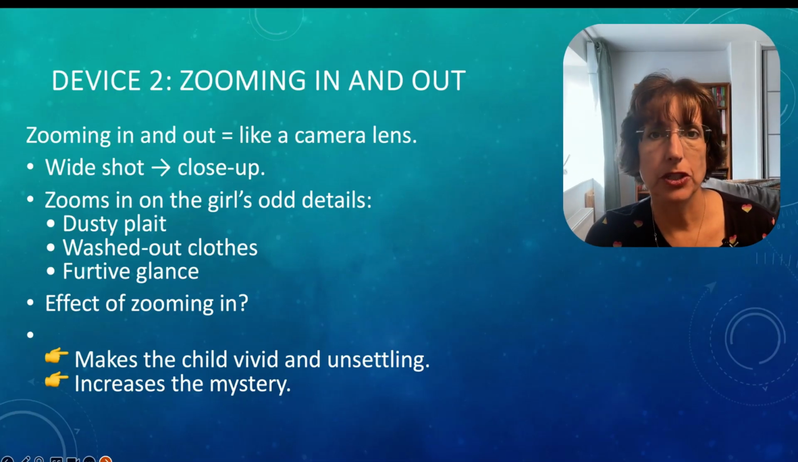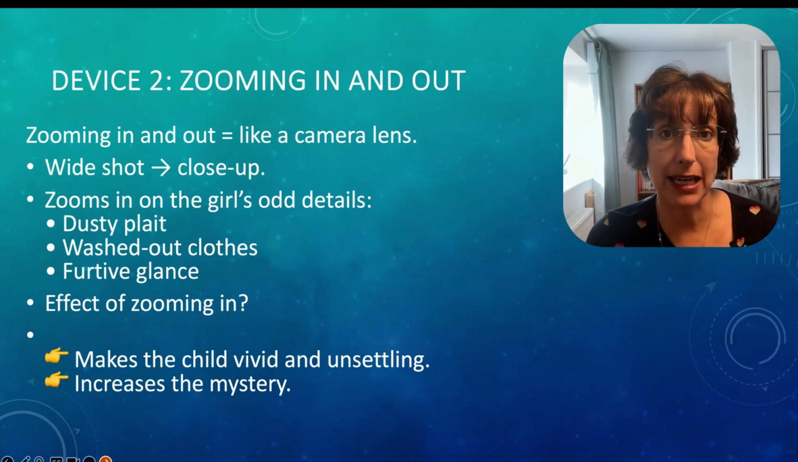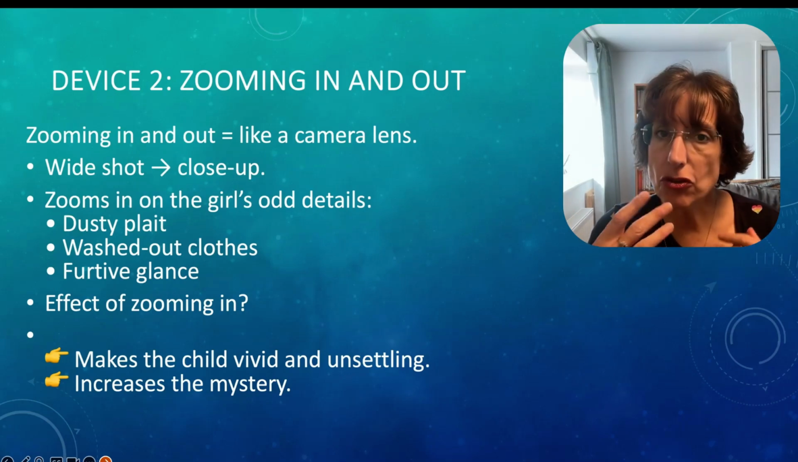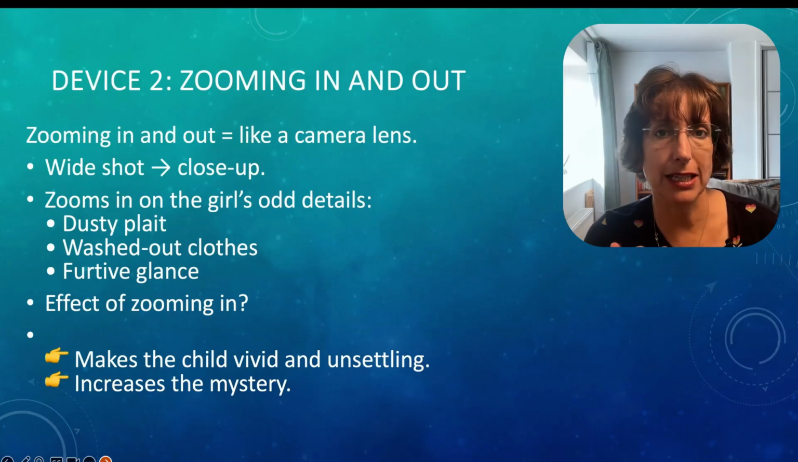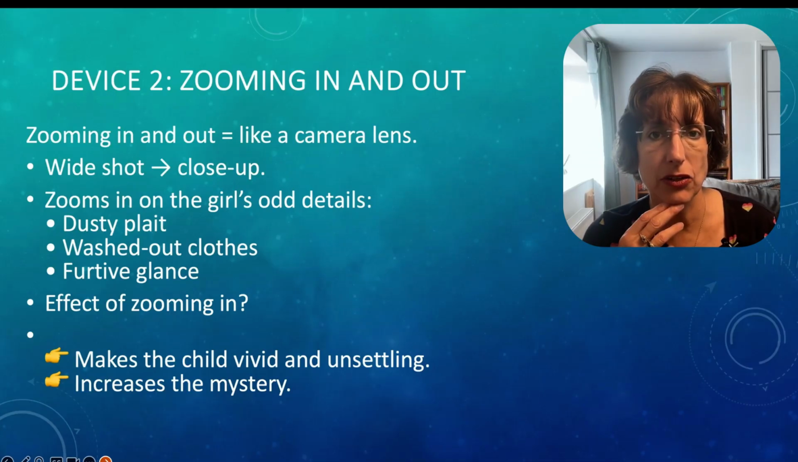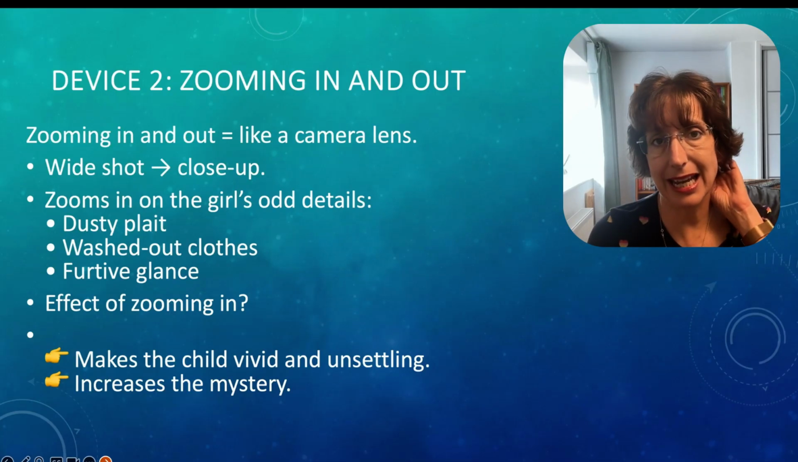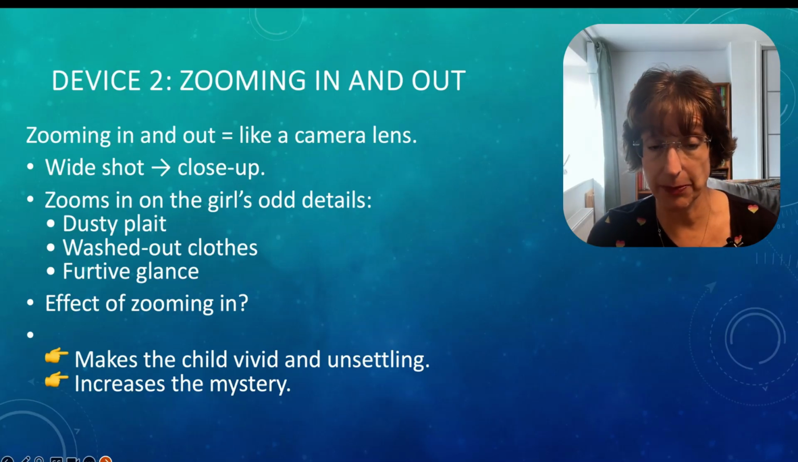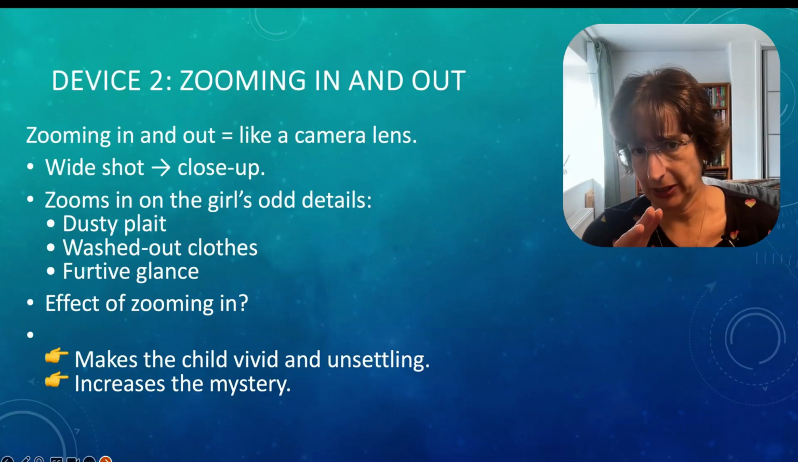Device 2, zooming in and out. Just as a filmmaker will sometimes do a wide shot and then zoom in, so writers can do the same in their writing. It is like a camera lens, so they can start off with a wide shot and then give some close-up details. And in here we see some zooming in on the girl's odd details, the dusty plait, the washed-out clothes, the furtive movements and glances.